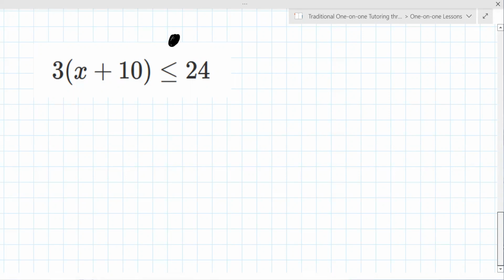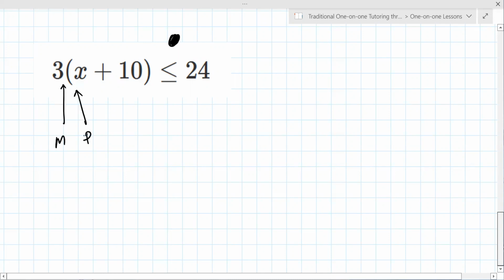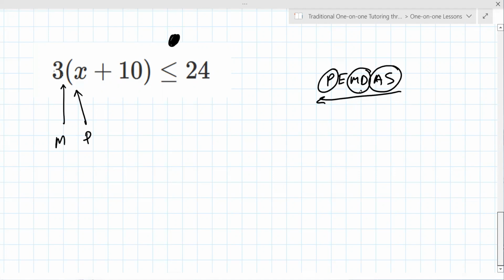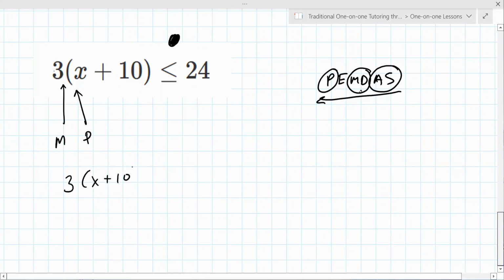What should you do first to undo? There's multiplication right here, and then there's parentheses. And you're going backwards. So which do you undo first? Addition and subtraction, or multiplication, division, or parentheses? And you want to undo multiplication, division before parentheses. Okay. So what do you do to undo that 3? What is the undoing of multiplication? Division. You're going to divide both sides by 3.